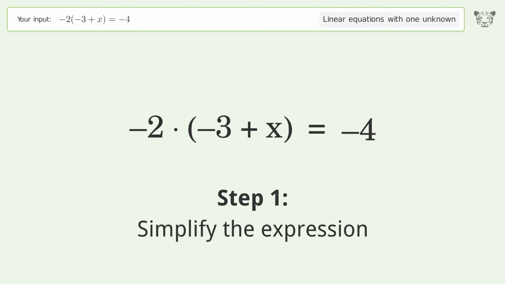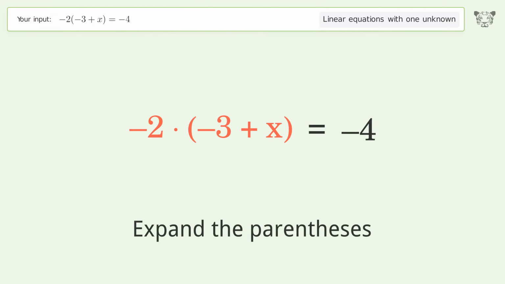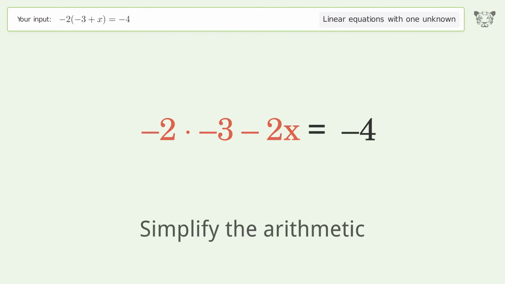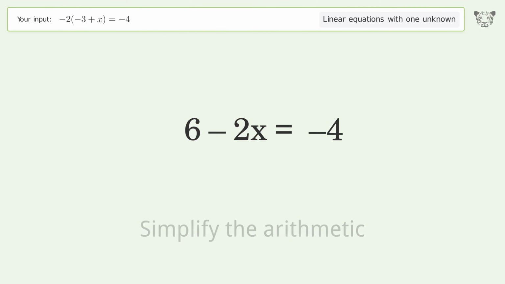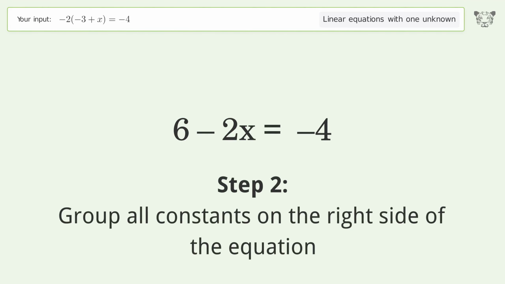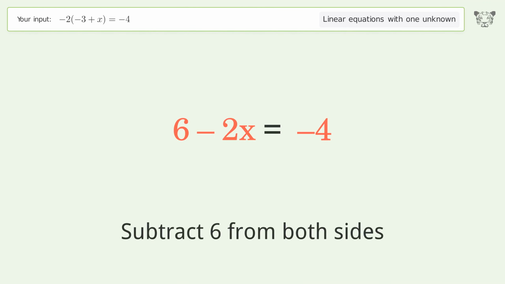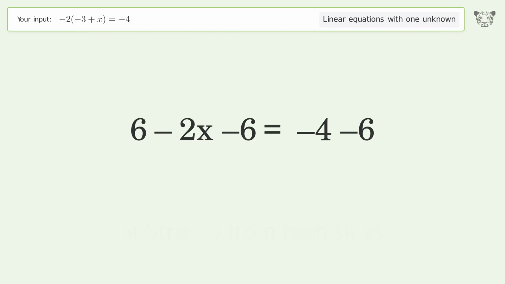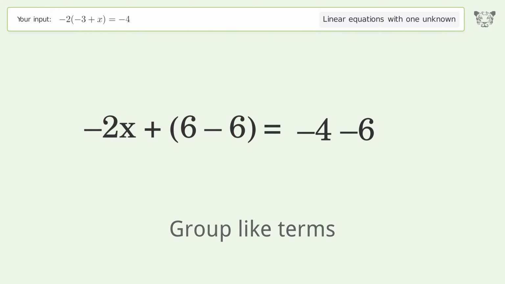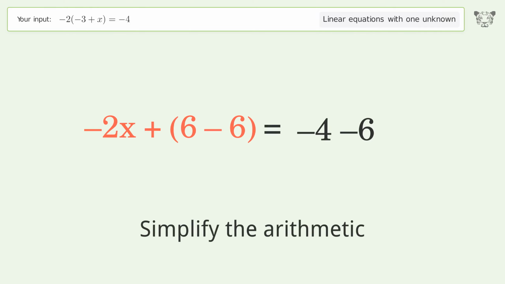Simplify the expression. Expand the parentheses. Simplify the arithmetic. Group all constants on the right side of the equation. Subtract 6 from both sides. Group like terms. Simplify the arithmetic.